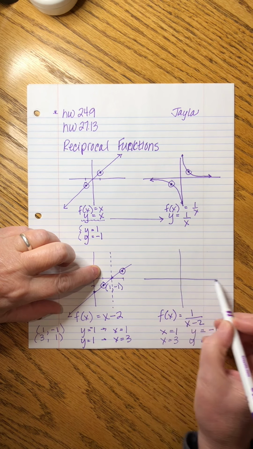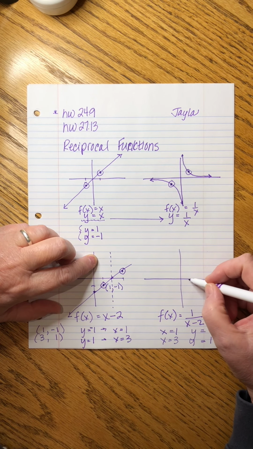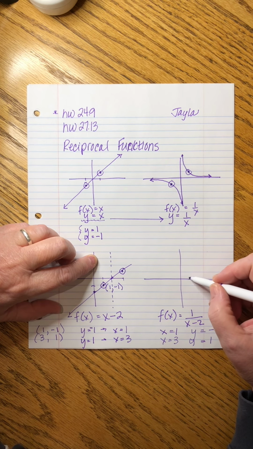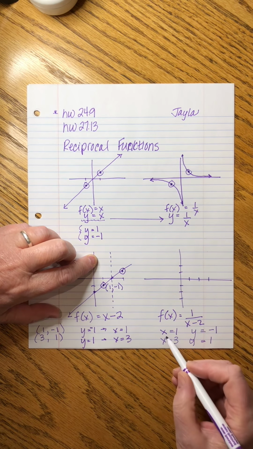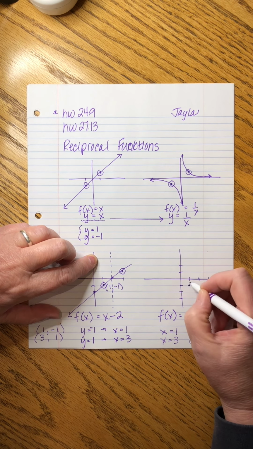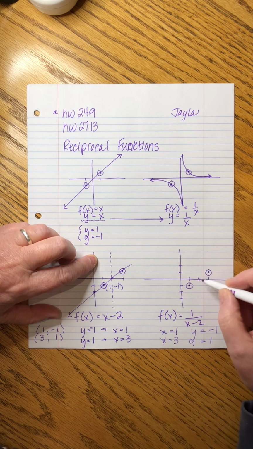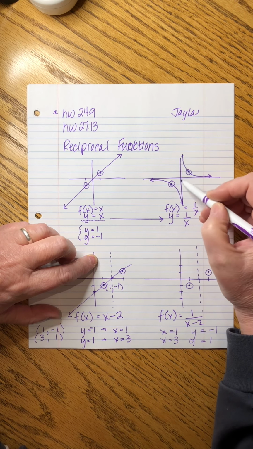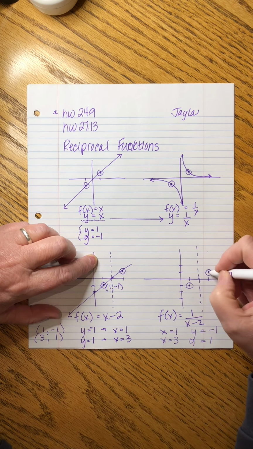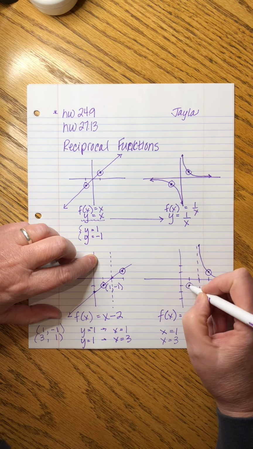Let me draw it in again. We want these same points to be on our reciprocal function. And I'm doing this the super long way, okay? We want 1 and -1, that's there. And we want 3 and +1, that's there. That shows us that the dividing line between them is going to be right there, just like the dividing line between them was right there. And that means we're just going to go from that point, like so, and like so.